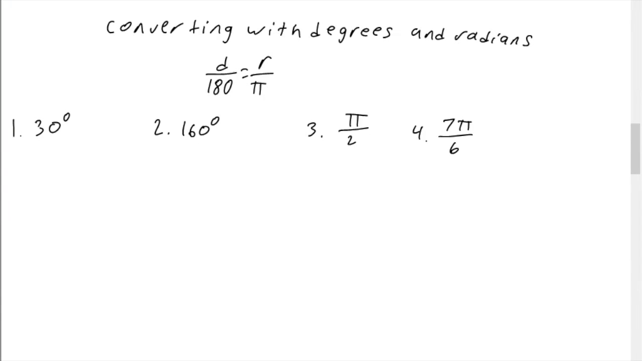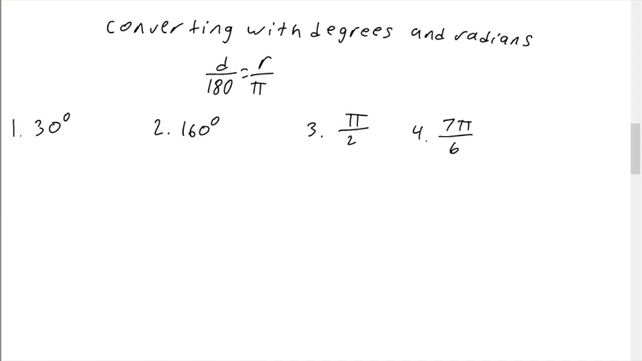Converting with degrees and radians. So the way you convert degrees to radians and radians to degrees is with proportions. So, with degrees and radians, 180 degrees is equal to pi radians. Those are the same thing. So if you have 180 degrees, then you have pi radians. So if we want to turn any degrees into radians or radians into degrees, all we have to do is set up a proportion with 180 and pi as denominators, so we're comparing them to each other because they're equal.